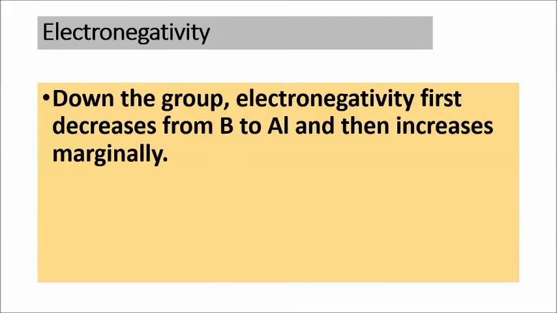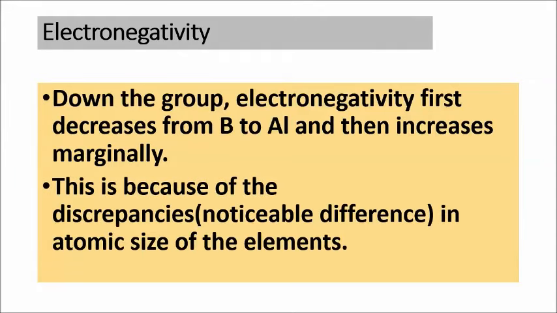Next is the electronegativity. Down the group, electronegativity first decreases from boron to aluminium and then increases marginally. And it is because of the discrepancies, that is, the noticeable difference in atomic size of the elements.